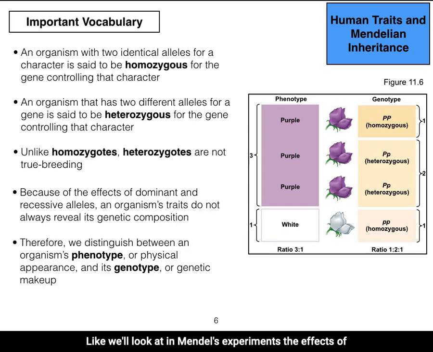Like we'll look at in Mendel's experiments, the effects of dominant and recessive alleles do not always reveal themselves in the genetic composition. Therefore, we always distinguish between an organism's phenotype, or its physical appearance, and its genotype, or its genetic makeup.